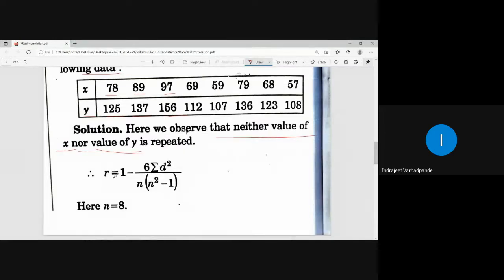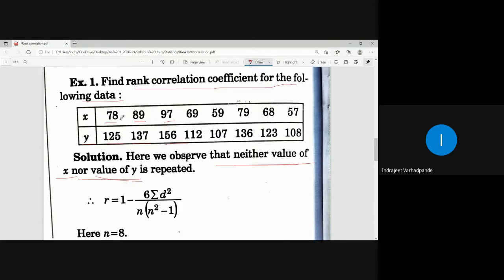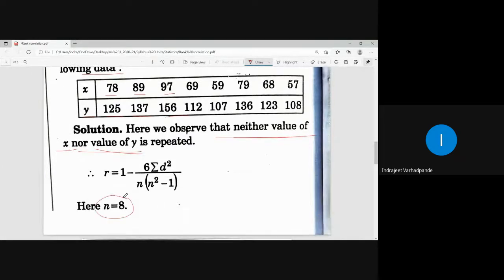So the formula is r is equal to 1 minus 6 into summation d square upon n into n square minus 1. Now, what is the number of observations? 1, 2, 3, 4, 5, 6, 7, 8. So total n is equal to 8. Now I am interested in finding the value of d square. How to get d square from d? d is nothing but the difference between the ranks of x and y.